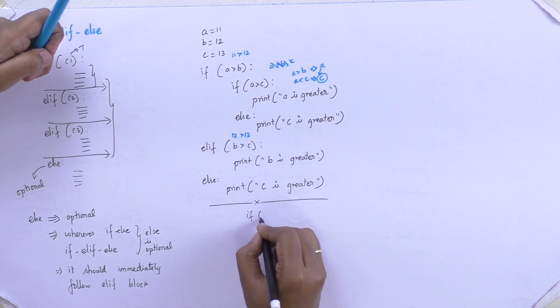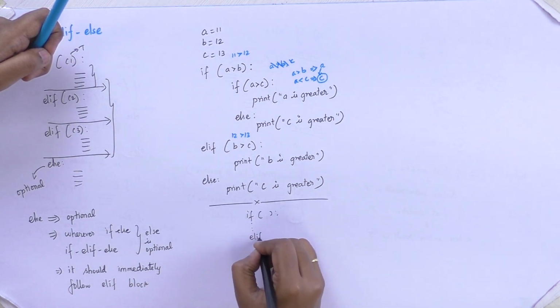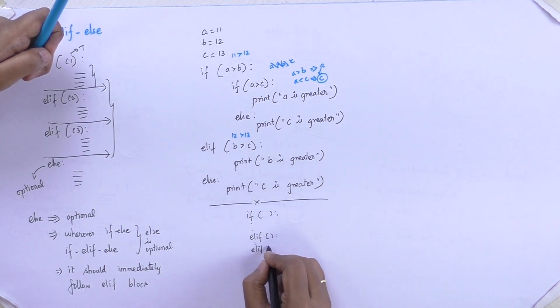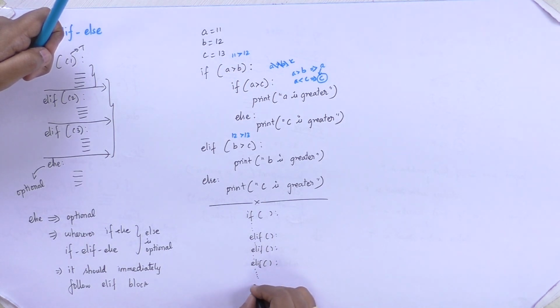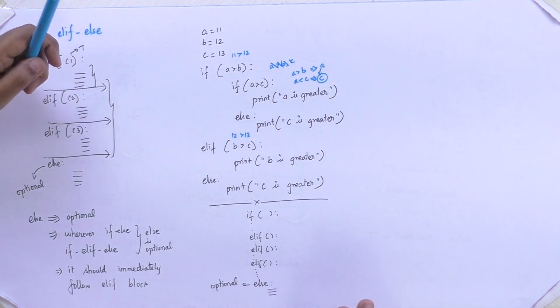I can have if block followed by many elif blocks. How many elif blocks you want you can have, and at the end if you want, it is optional. Again I'm repeating, it is optional, it is not mandatory you should end it with else. If you want you can write else, but it should be at the end. So it should start with an if block followed by any number of elif blocks, and at the end if you need you can end it with an else block. So this is how you can write if block, if else block, if elif, elif, elif and else.